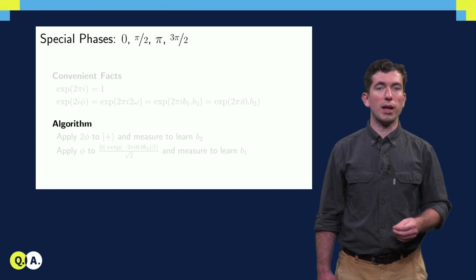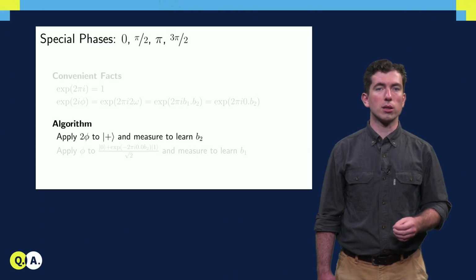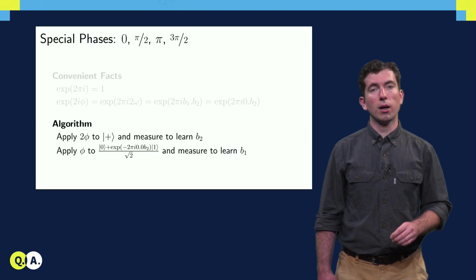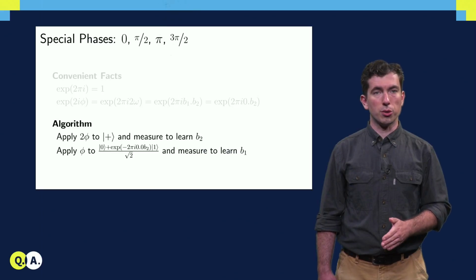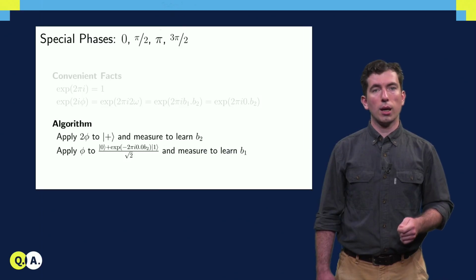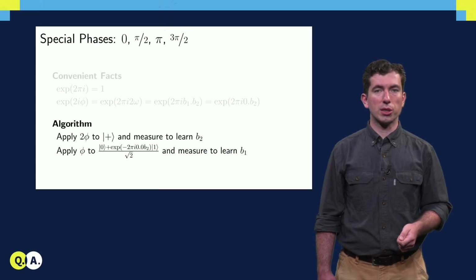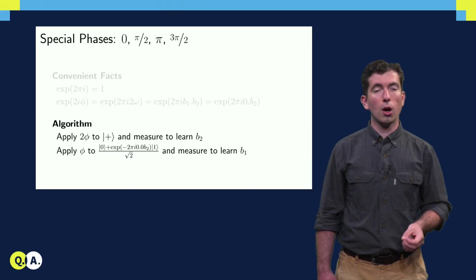This gives us an intuitive algorithm to follow to learn phases with these four values. First, we apply the phase 2 phi to the plus state and perform a single measurement to learn the value of b2. Then, we prepare a new special input state that cancels out the phase 0.b2 and perform another measurement to learn b1. As long as we can adjust the phase on the input state such that the output state always has a phase of 0 or pi, one measurement is all we need to determine that bit of the phase exactly.